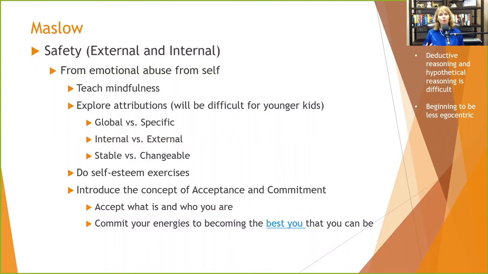We can go through this with our adult clients too, because our adult clients that are struggling with anxiety and depression generally have negative global internal stable attributions. So if we can help them start changing those, we can help them start relieving some of their anxiety and some of their hopelessness and helplessness, because they start seeing that there are positives and there are some things that are changeable, and it's not necessarily about them.